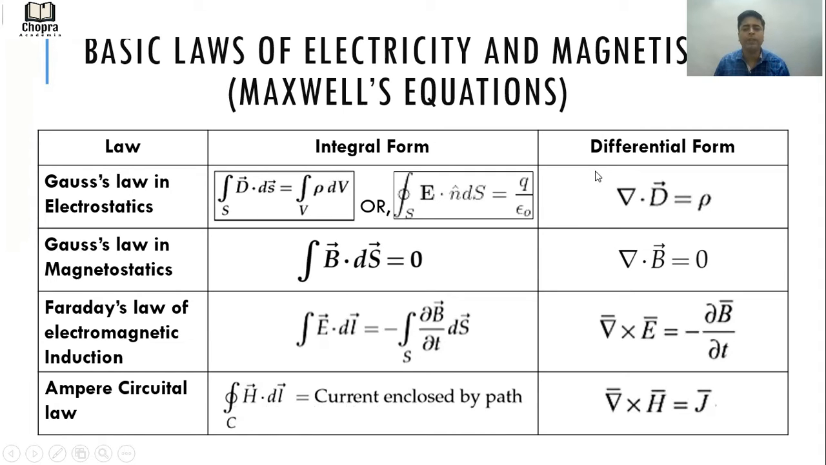Now similarly the differential forms are div D is equal to rho, div B is equal to 0, curl of E is equal to minus dou B by dou t, curl of H is equal to J. Now when we go for the modified Ampere's circuital law, which will be valid for the time varying fields, we'll be adding a new quantity called JD.